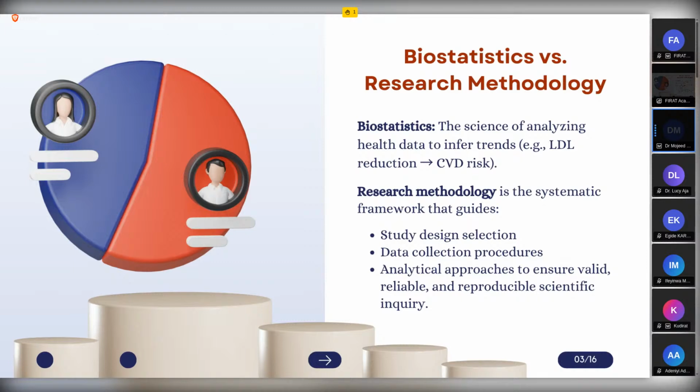If you conducted experiments, they can also follow the steps and conduct a similar experiment. If you interviewed participants, they can also use a similar tool as yours and interview their own participants. Then they can compare their findings to your findings. So research methodologies help us achieve this. Let's go to the next slide, please.